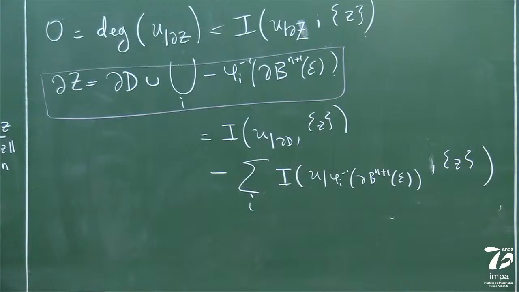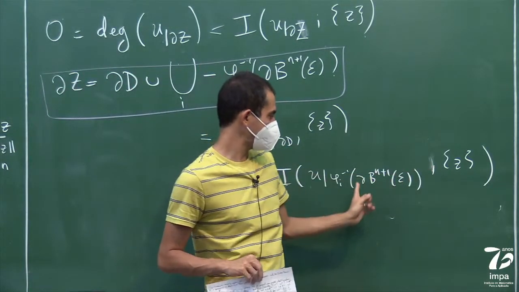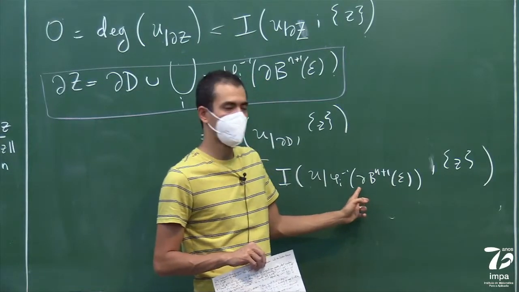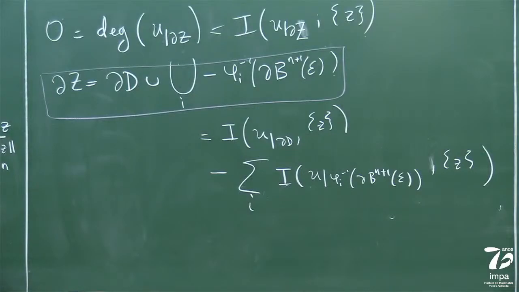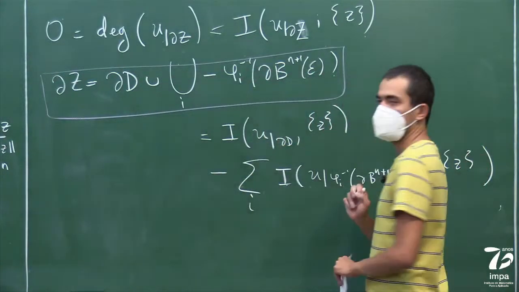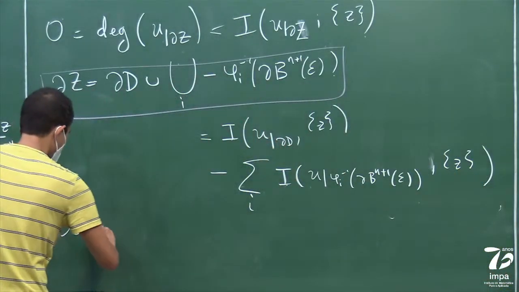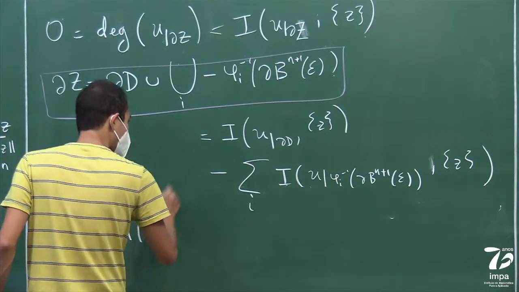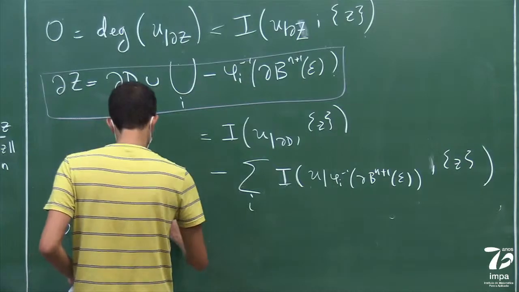All right, because I'm changing the orientation of all these guys, so I get the same intersection number as this, but with the opposite sign. Okay, so now we kind of want to compute this guy. What this equation is saying is that the winding number of U restricted to D, to partial D, is F, what we called little f.